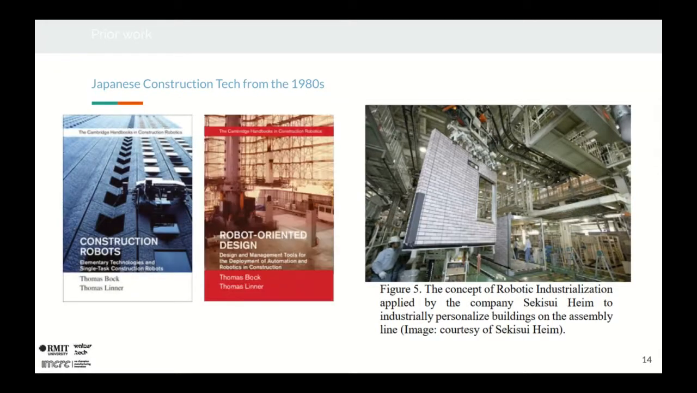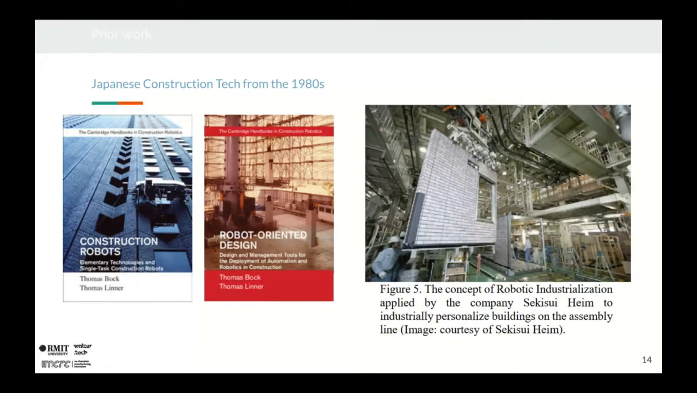If you want to know more about this topic, I can point to Thomas Bock, who is a professor in Munich, and he was involved in the development of these machines back in the 80s. It's very fascinating work, and it's very state of the art even for today.